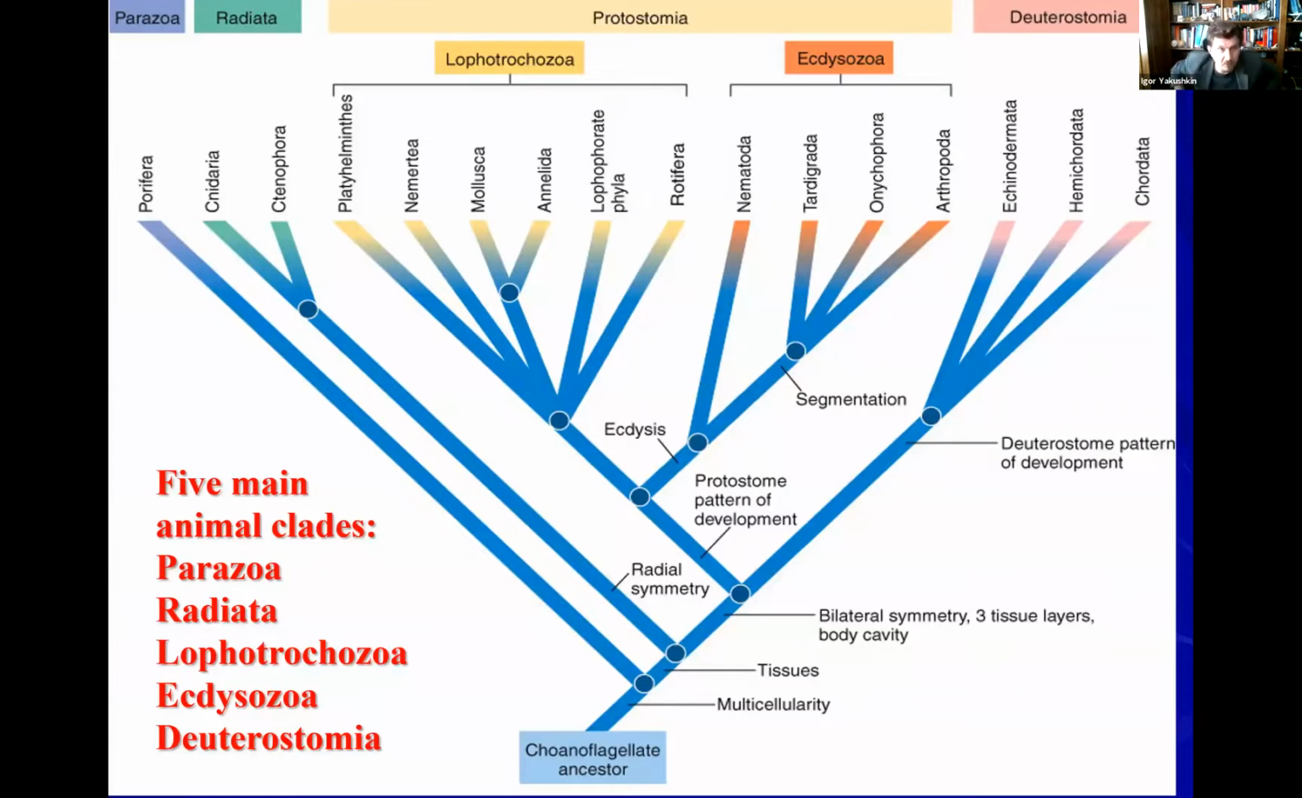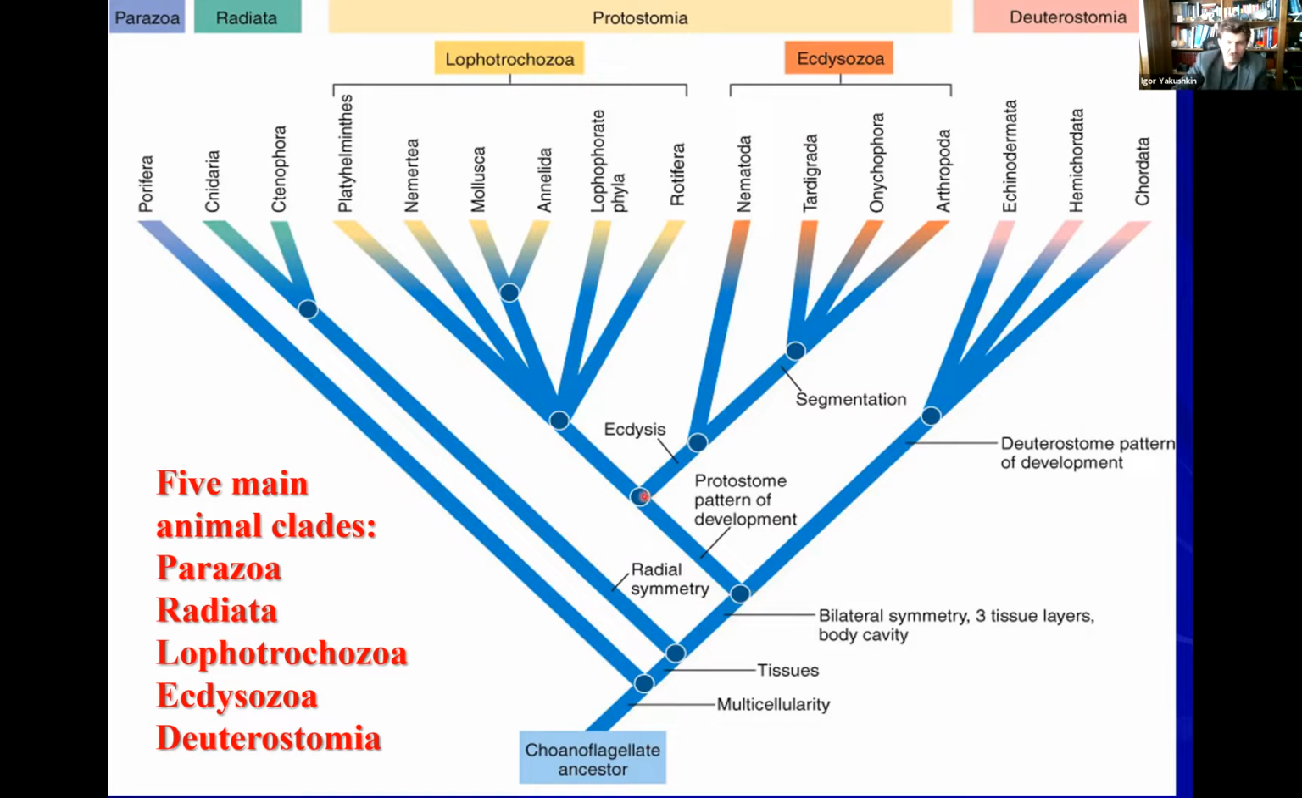So let's take a look at the tree or cladogram of the animals. Choanoflagellates, right? Multicellularity. From the multicellularity, we start talking about true tissue. So at the periphery, the sponges moving out right here, they don't have true tissues. Then the radial symmetry, Cnidarians and Ctenophora. And then we have bilateral symmetry, all of them. And within the bilateral symmetry, we're talking about the protostomes or deuterostomes.